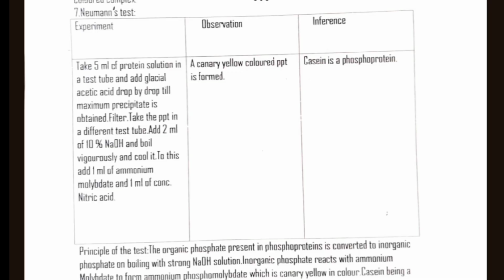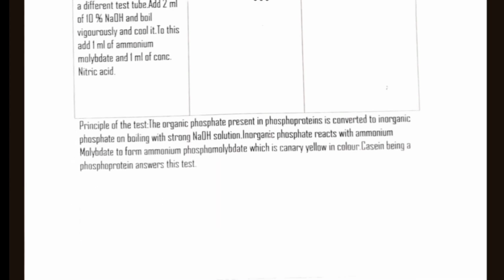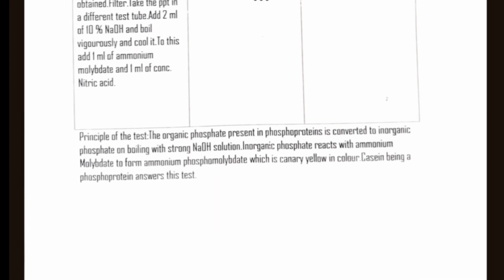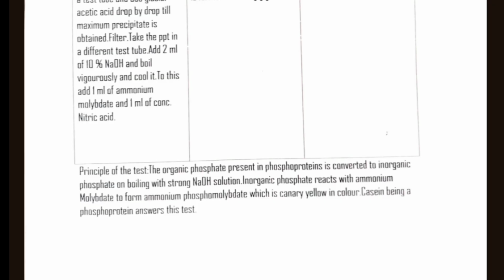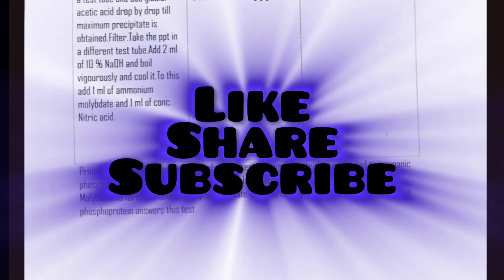Casein is a phosphoprotein. Principle of the test: the organic phosphate present in phosphoproteins is converted to inorganic phosphate on boiling with strong NaOH solution. Inorganic phosphate reacts with ammonium molybdate to form ammonium phosphomolybdate, which is canary yellow in color. Casein, being a phosphoprotein, answers this test.